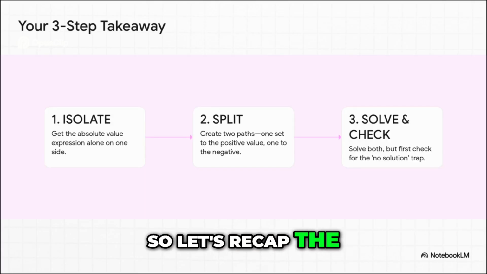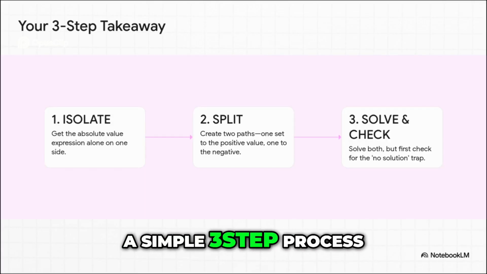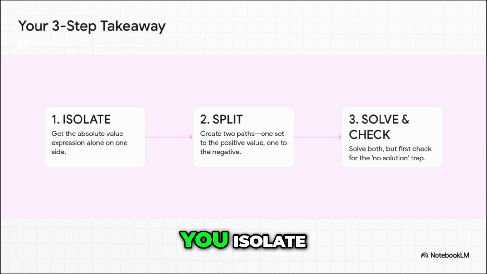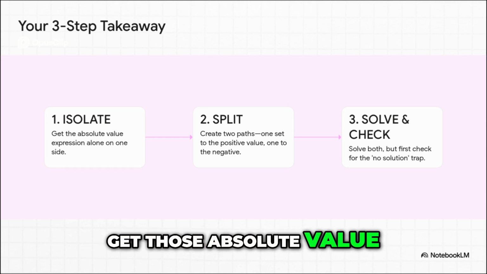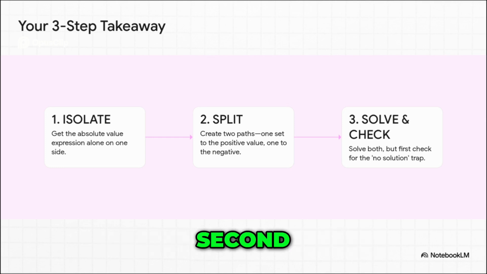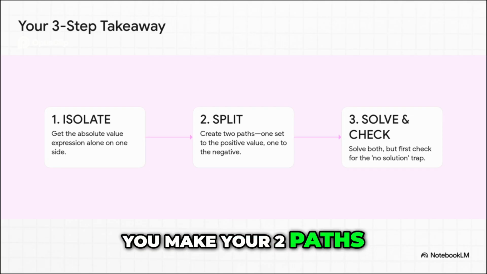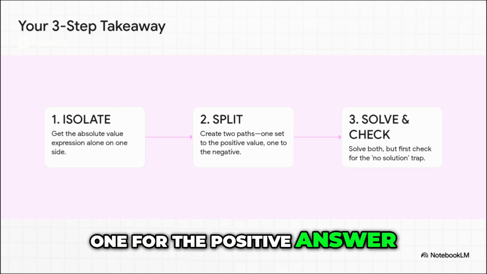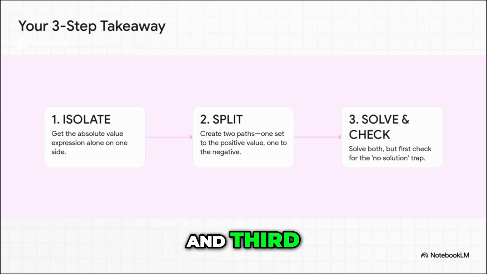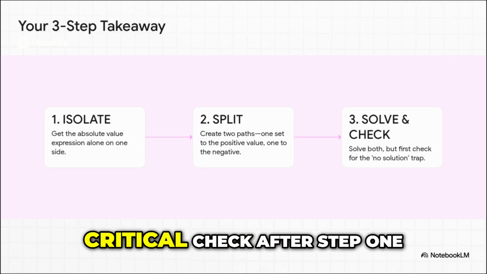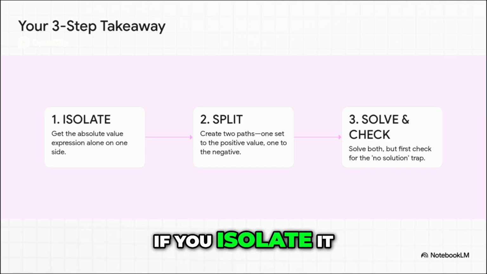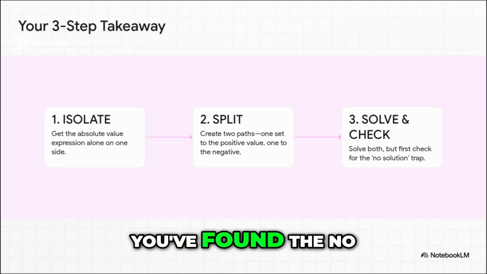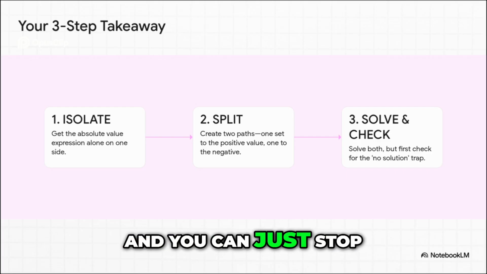So let's recap the whole game plan into a simple 3-step process. First, you isolate. Get those absolute value bars all by themselves. Second, you split. You make your 2 paths, one for the positive answer, one for the negative. And third, you solve. And just remember that critical check after step 1. If you isolate it and it equals a negative, you found the no solution trap, and you can just stop.